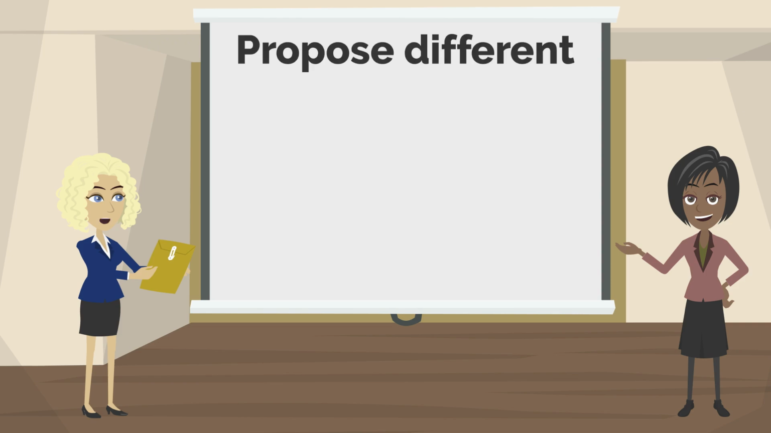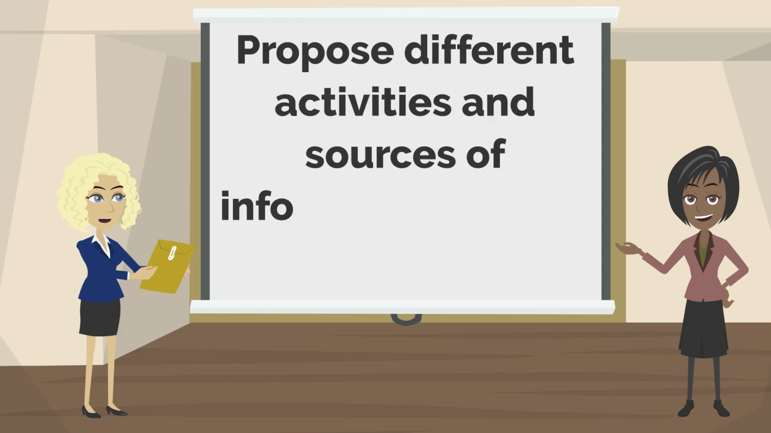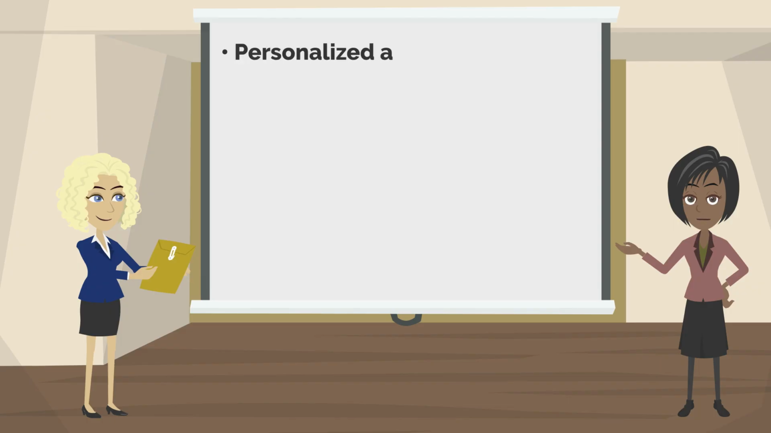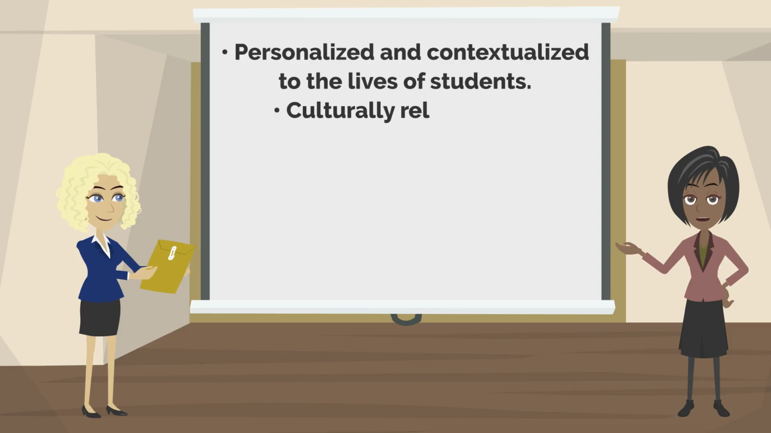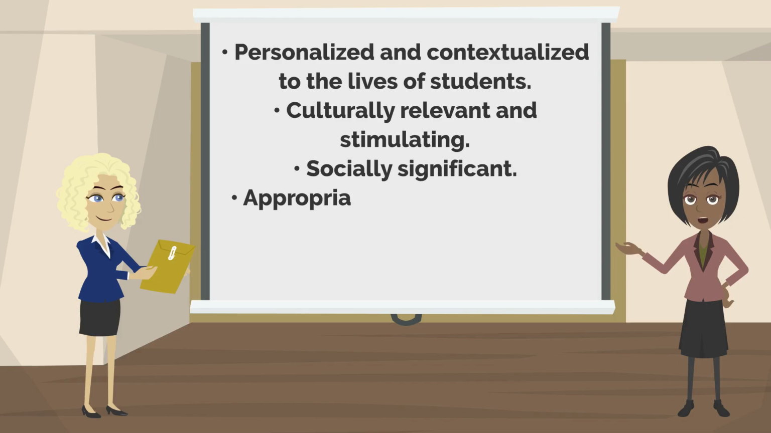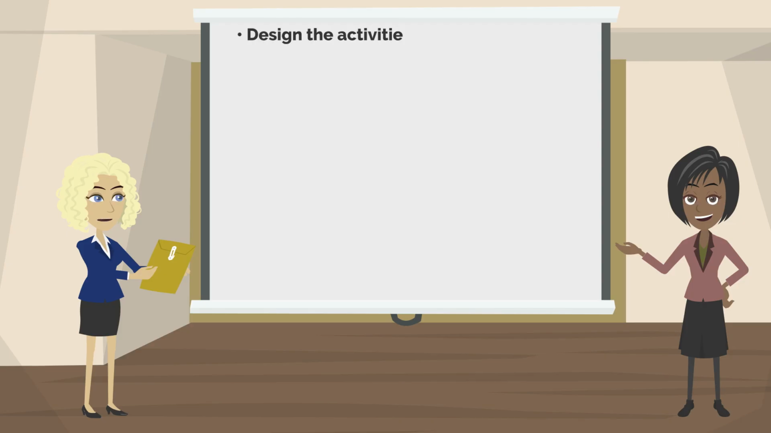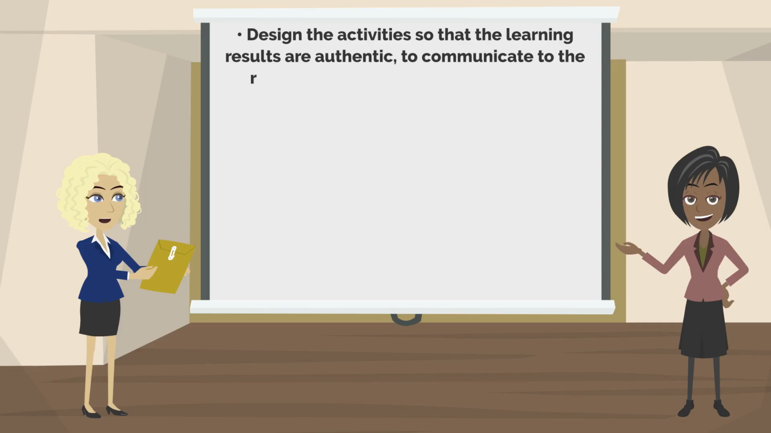Tips: propose different activities and sources of information so that they can be personalized and contextualized to the lives of students, culturally relevant and stimulating, socially significant, adjust to age and ability, suitable for different racial, cultural, ethnic, and gender groups. Design the activities so that the learning results are authentic, to communicate to the real recipient and are in line with clear objectives for the participants.